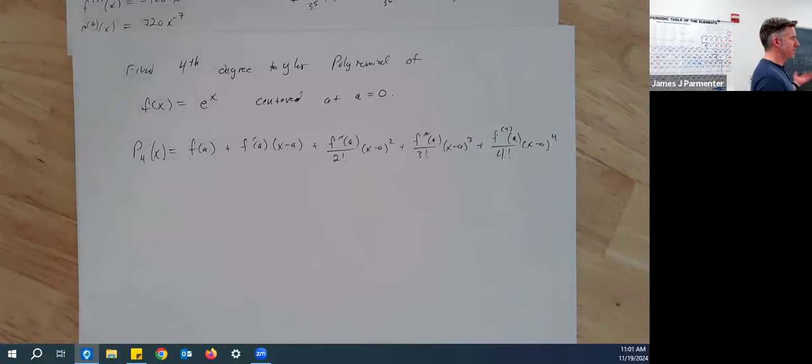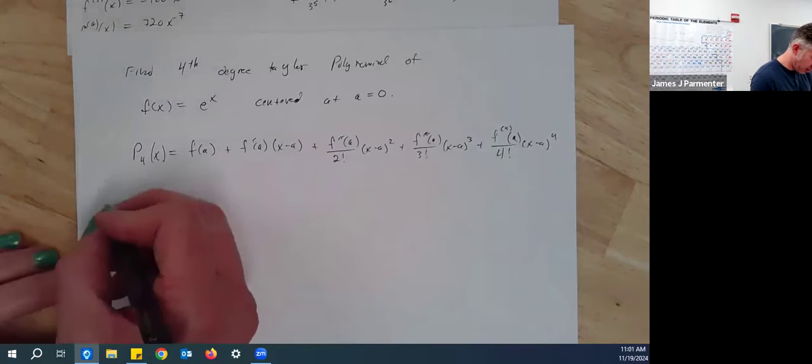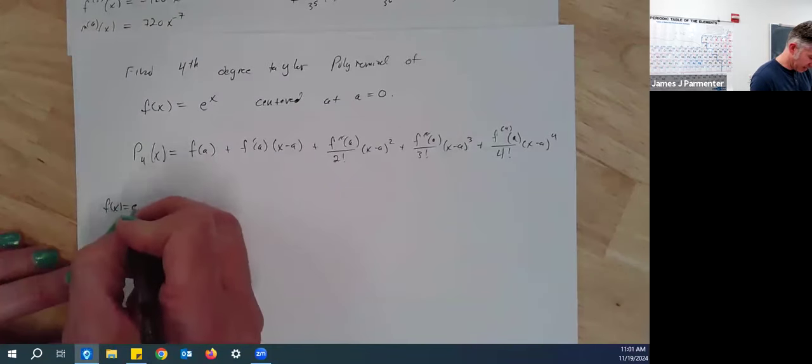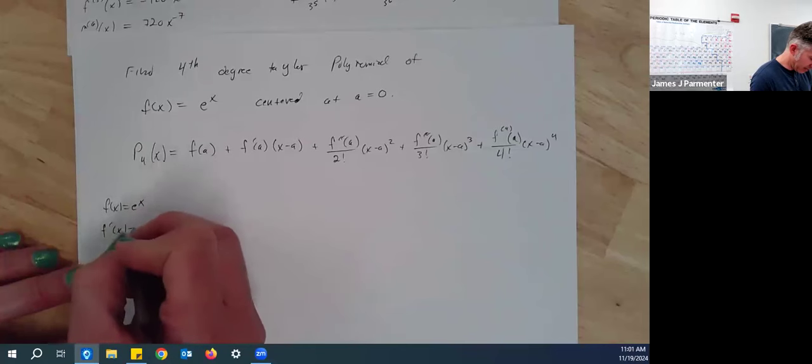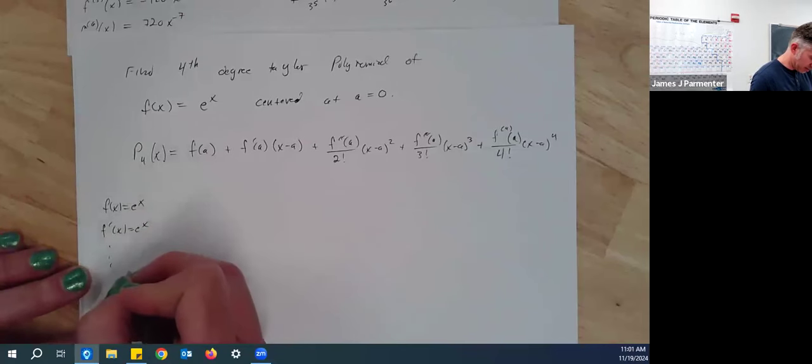So the nice thing about this example is that all of your derivatives are just e to the x, right? You don't even really need to write them down. We could, right? F of x is e to the x. F prime of x is e to the x. Yeah, we get the picture. They're all e to the x.